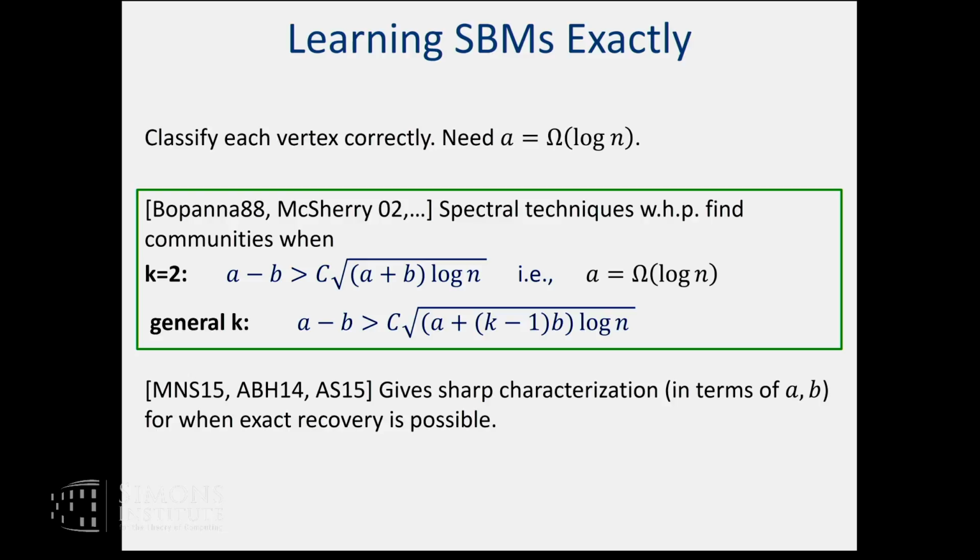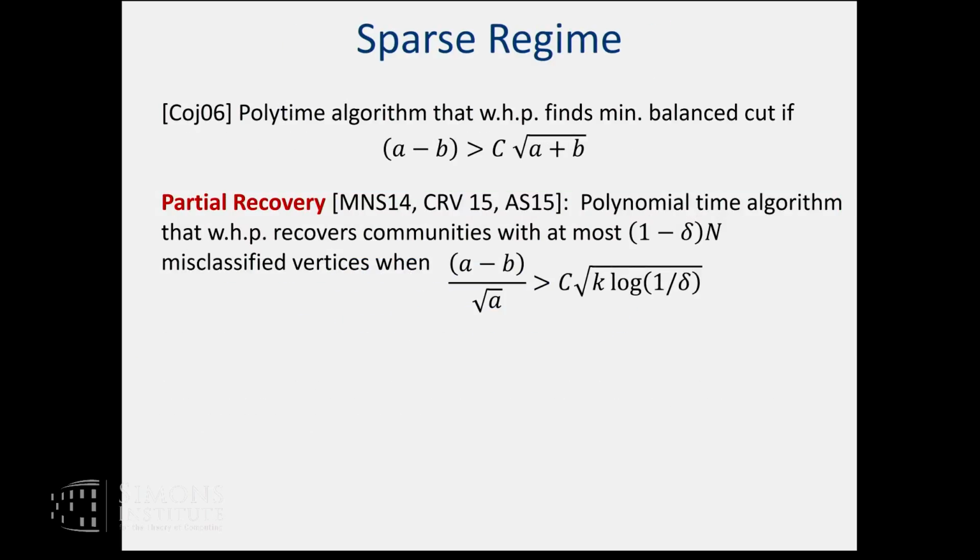But in all these cases, for these conditions to hold, you need the average degree to be at least logarithmic in n. And if it is less than logarithmic in n, you may not even have connectivity in the graph. So you can't hope to recover all the communities exactly. As long as it's at least log n, these results start kicking in. Okay, but what about the sparse regime? Because a lot of social network graphs, for instance, are sparse.